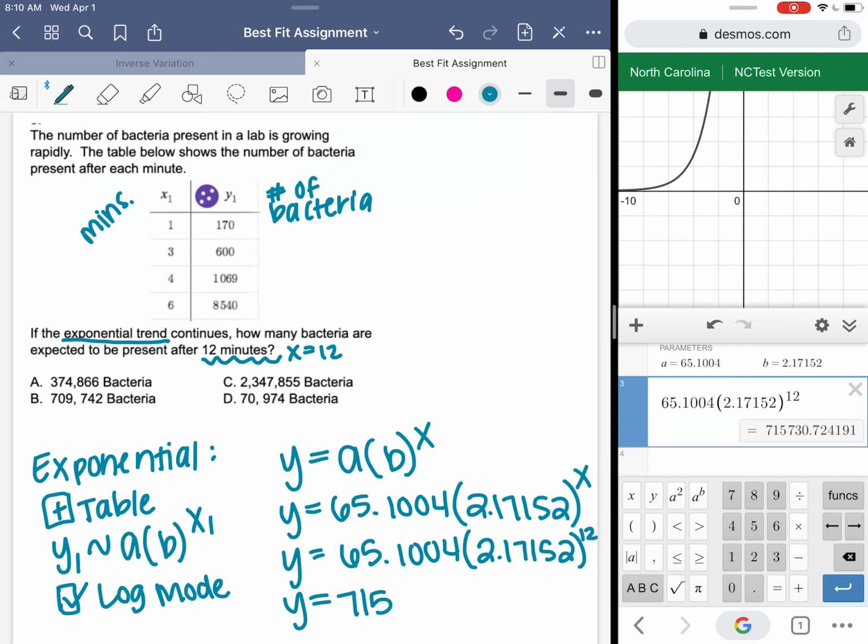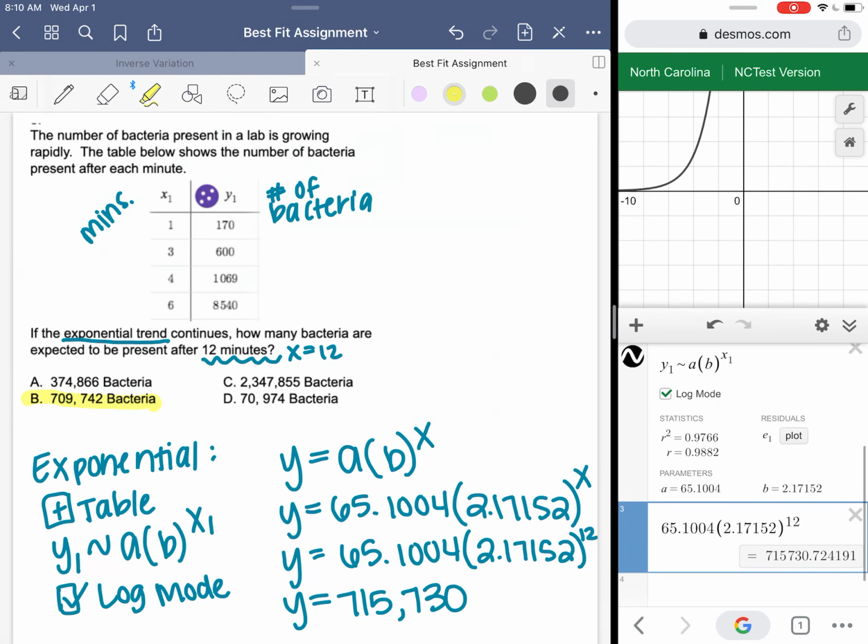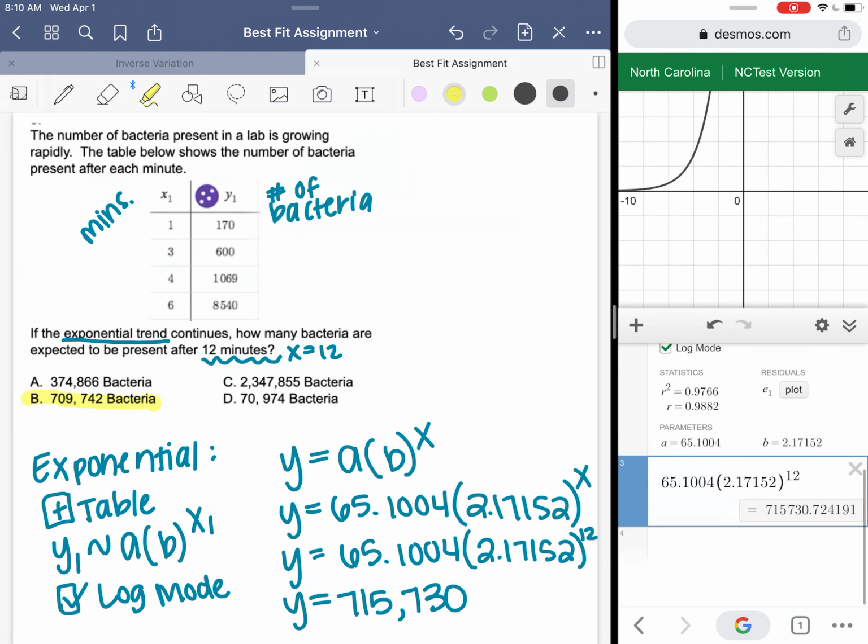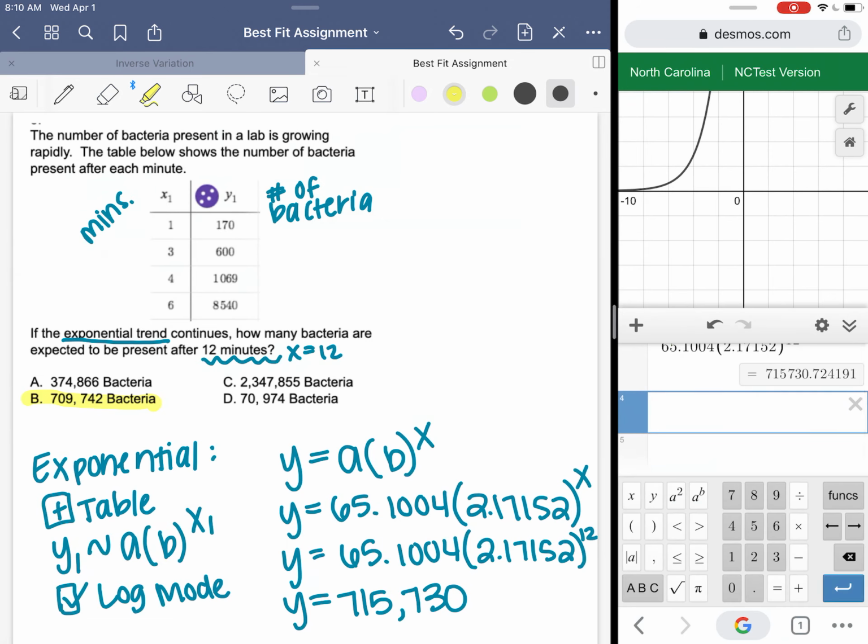Right, so the number I got was 715,730 bacteria. So that is closest to this approximation, 709,000. And where the difference comes in, and you'll see this quite a bit, if you're not told to round to a decimal place, then I would take as many decimals as you can. But the difference here comes from how many decimals you chose.